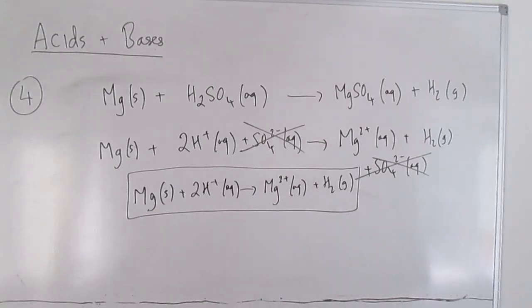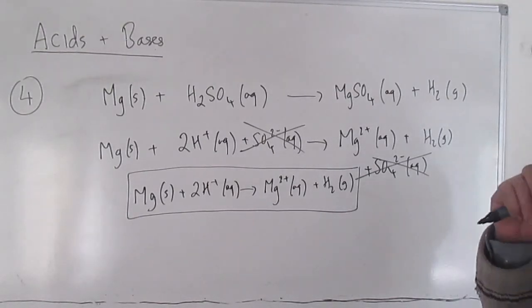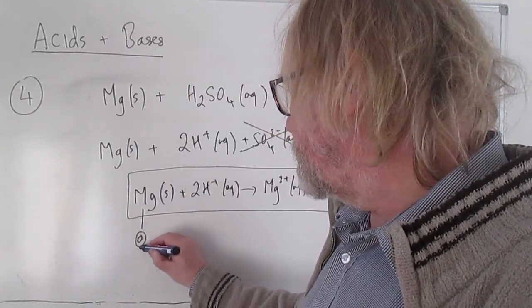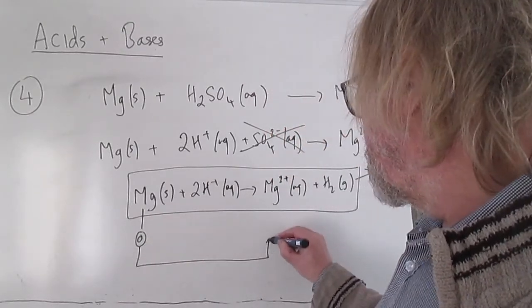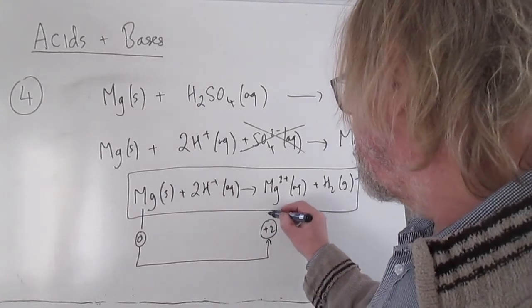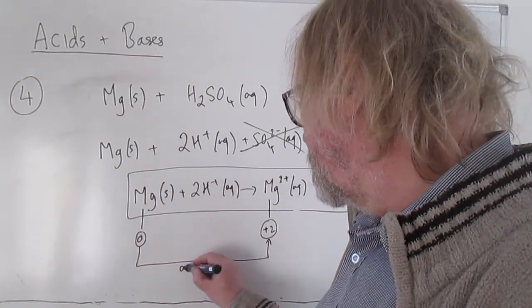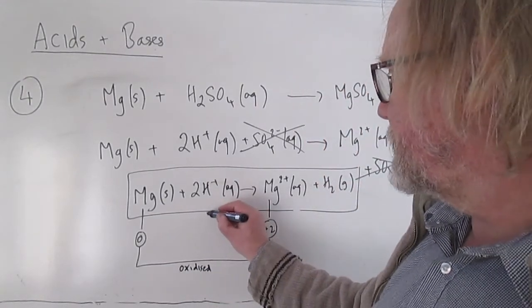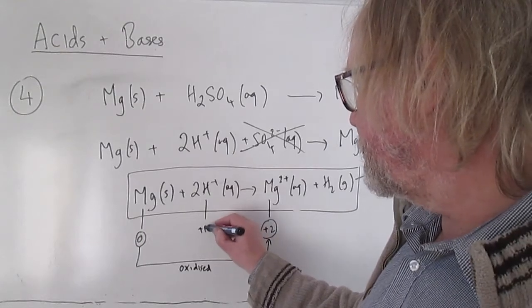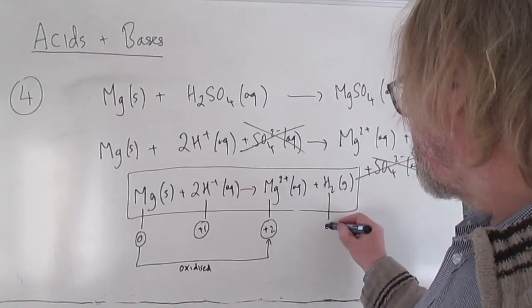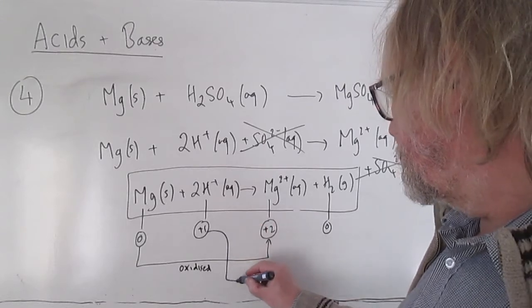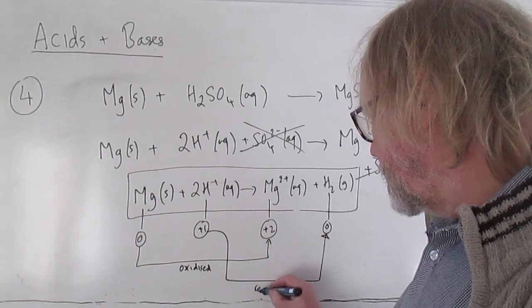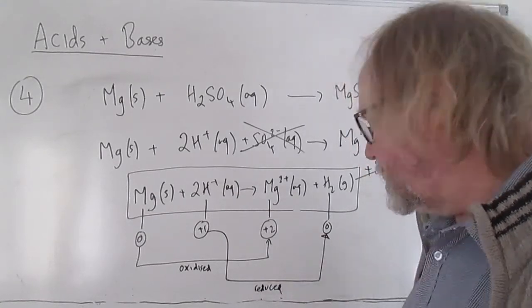We can back that up further though just by using oxidation states, and you can see that when magnesium is an element it's 0, because that's what elements are, but it becomes +2 when it's a 2+ ion, so it gets more positive and therefore is oxidized. But H+ starts out as +1 but ends up as 0 because it becomes the element. So it's going from +1 to 0, so it's getting less positive and therefore is reduced.